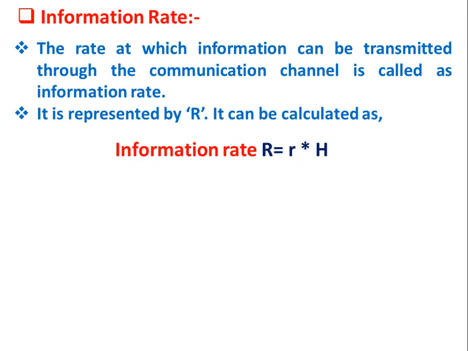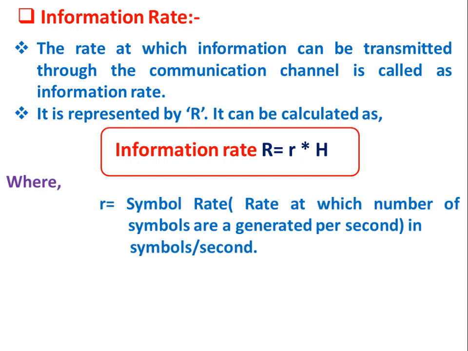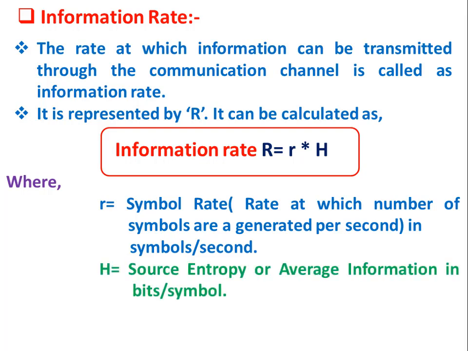Now let us see what these two terms r and H indicate in this equation. Generally, r denotes the symbol rate. It can be defined as the rate at which number of symbols are generated per second from the information source unit. Here we can express symbol rate in symbols per second. Similarly, what do we mean by H here? H denotes the source entropy or average information in bits per symbol. By using these two terms, now we can express the unit of information rate in the next slide.